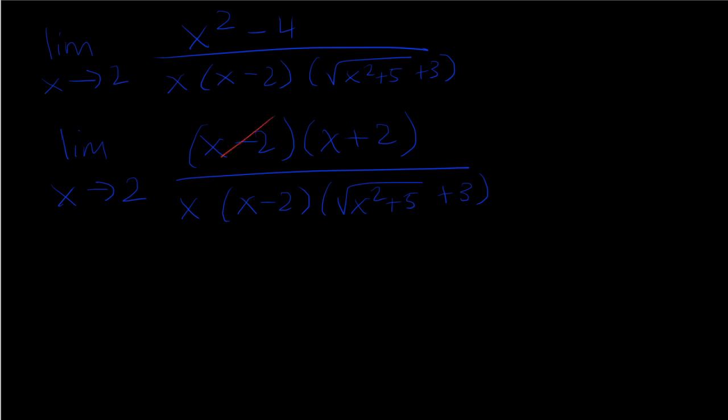Now the x minus 2's will cancel, and I can plug in x equals 2. So we'll have 2 plus 2 at the top, and then 2 times, well, 2 squared plus 5 is 9, square root of 9 is 3, plus 3 is 6. This is 4 over 12, which is 1 over 3. So my limit is 1/3.